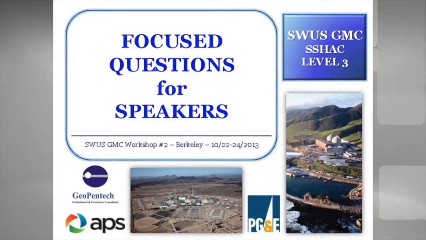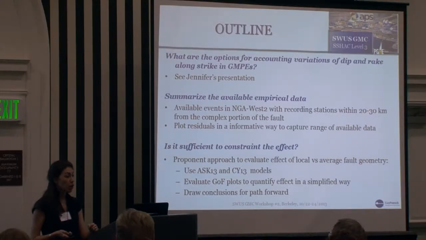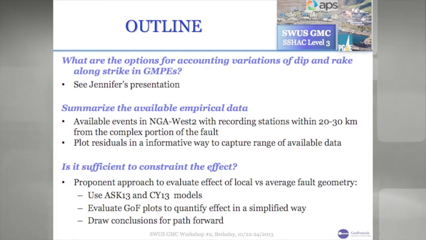So Jennifer showed an example of forward applications of GMPs by, let's say, plugging in either local segment rakes and dips or parameters that have been averaged throughout the complex fault. She already covered the options for accounting for variation of dip and rake along strike, so I'm going to refer to her presentation.